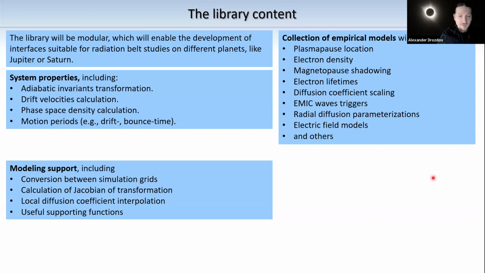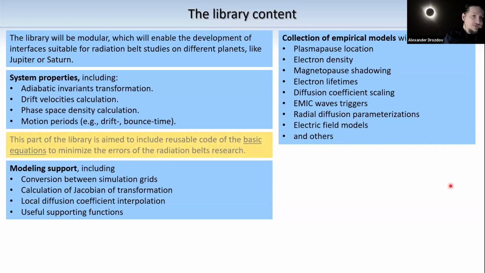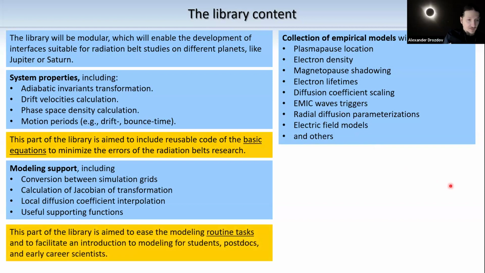The content of the library, as I envision it, is not just a direct port of the MATLAB library, it's an extension, and I want to build something on top of it. It will consist of essentially 3 parts. It could be many modules, but 3 parts. System properties: a set of basic equations that everyone can use without rewriting them and making mistakes. Modeling support: encapsulation of routine tasks that we have quite a lot. Having those routine tasks may help students and postdocs to start modeling, and I've seen how this happened with the MATLAB tools that we have.